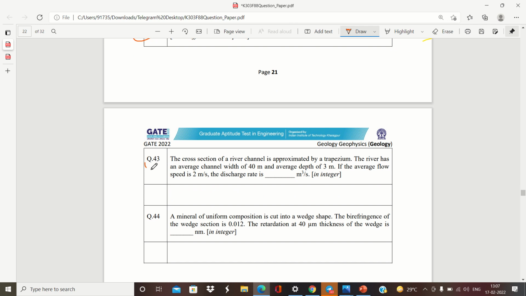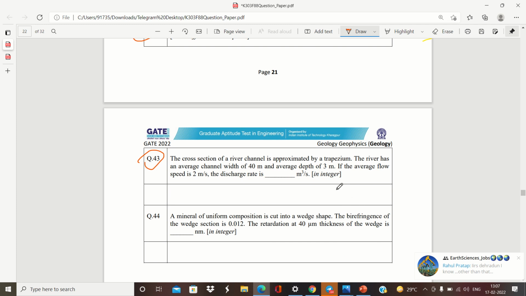Then question number 43. Cross section of a river channel is approximated by a trapezium. The river has average channel width of 40 meter and the average depth of 3 meter. So they have given you the width, that is 40 meter. Okay, and they have given you the depth, that is 3 meter. Okay, so we have to determine the average flow speed. Average flow speed is also given, that is 2 meter per second, and we have to determine the discharge rate.